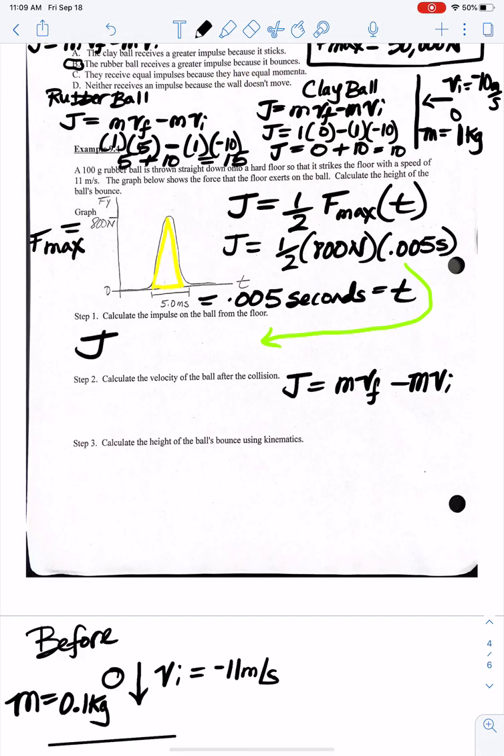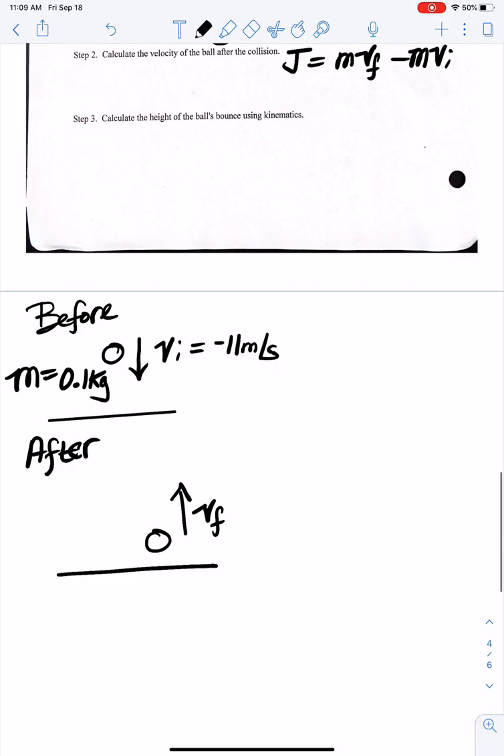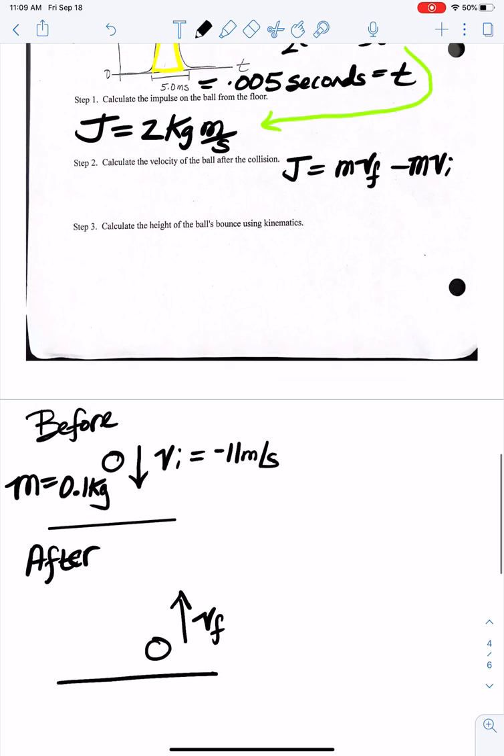So we can then say that J equals 2 kilogram meters per second. So we have an upward impulse, which is what we'd expect from the ball as it undergoes this upward force from the floor. Yeah, that makes sense, right?